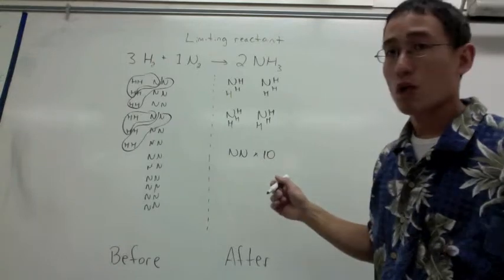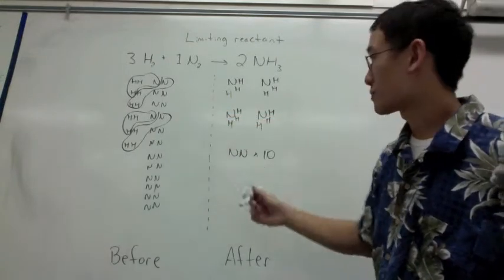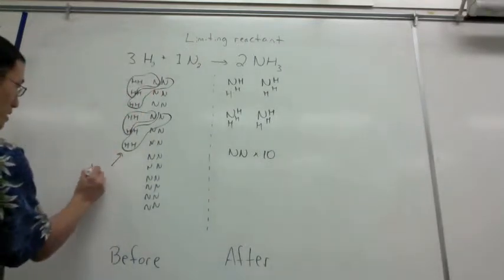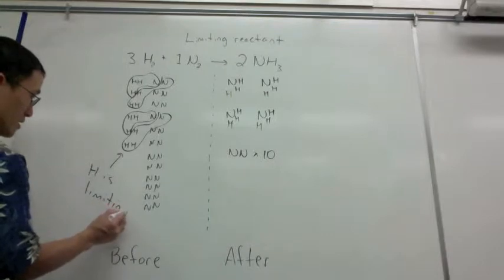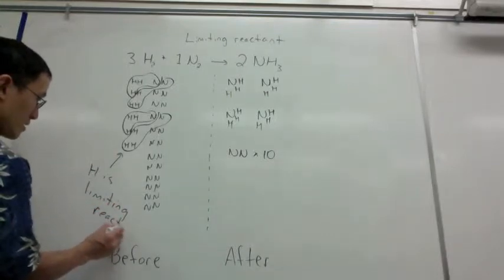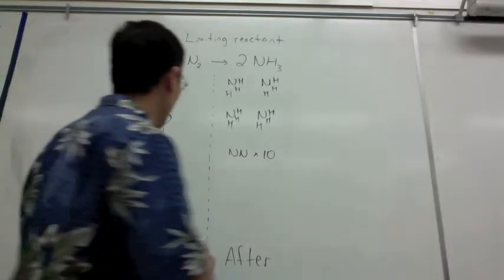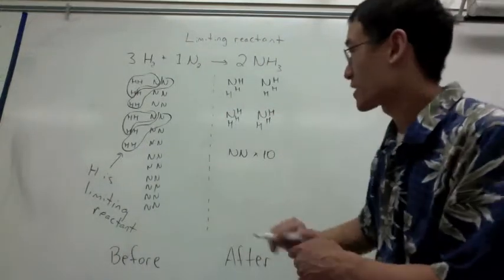Because the hydrogen ran out, I say my hydrogen over here is my limiting reactant. And my nitrogen over here is my excess reactant.